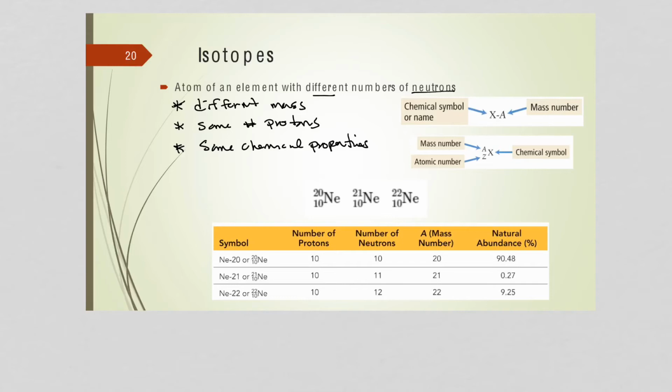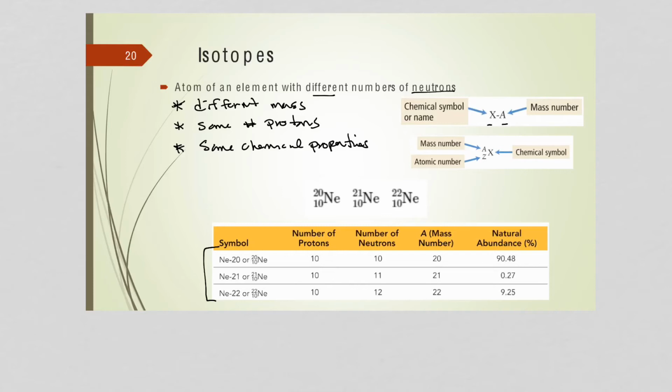So, but let's look in a little bit more detail of how we can characterize these different isotopes. If we take the example of neon here, neon exists as 3 different isotopes: neon 20, neon 21, neon 22. There are different ways that we abbreviate isotopes, what we call isotopic notation. The simplest way is simply to have the element name followed by the mass number.